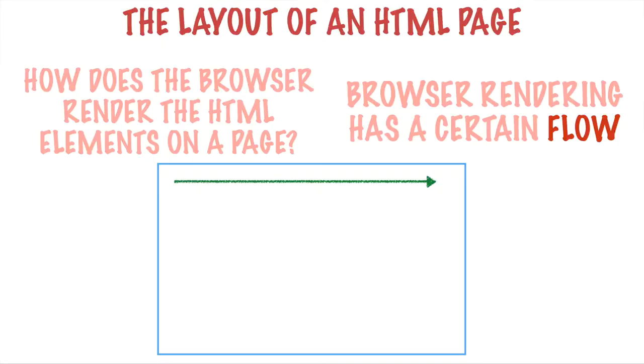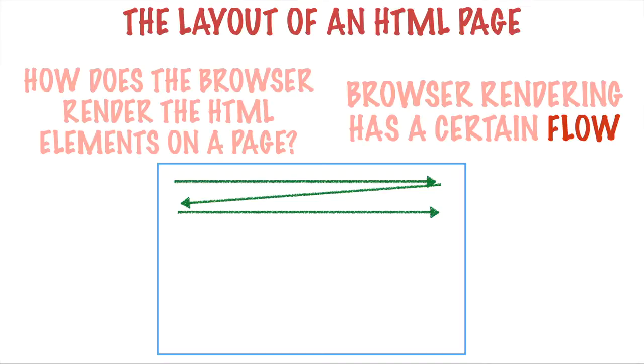Once it's reached the rightmost portion of the window, it's reached the rightmost margin, it will then move on downwards and then again start laying out the elements from the left to the right. So the browser flow, the completely normal flow of a browser without CSS, is from the left to the right and from top to bottom.